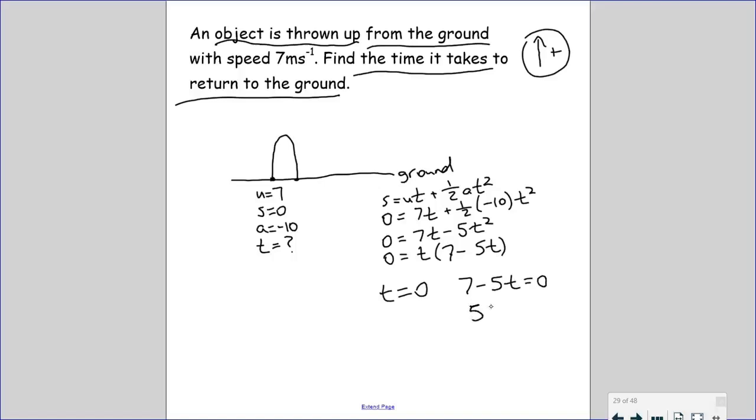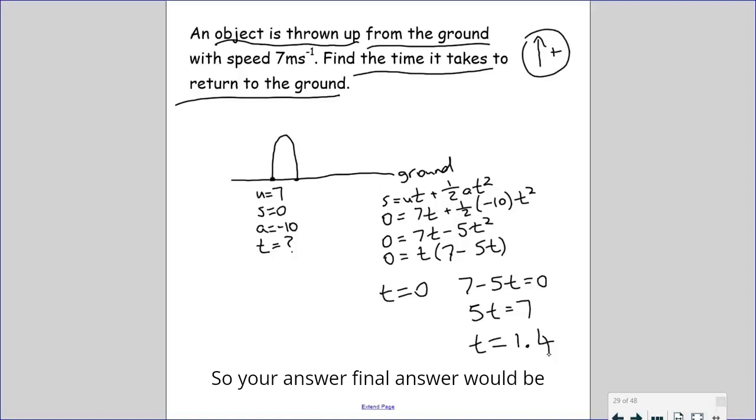Okay, so we've done T equals 0, and the remaining bracket 7 minus 5T, we also equal that to 0. Rearrange it. So you can move minus 5T to the right, and T equals 7 divided by 5, which is 1.4. So your final answer would be 1.4, which is the time it takes to get back to the ground. Okay. Again, if you don't want to do the factorizing, you can use the quadratic formula directly.